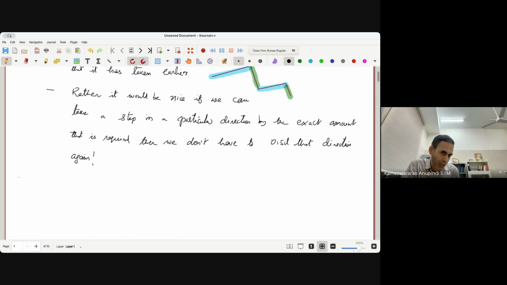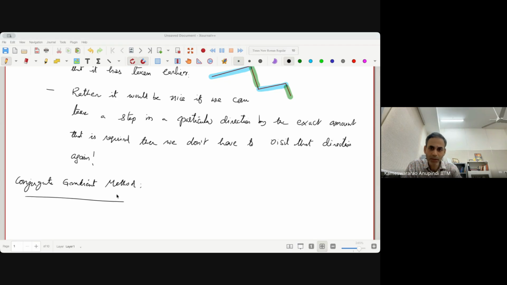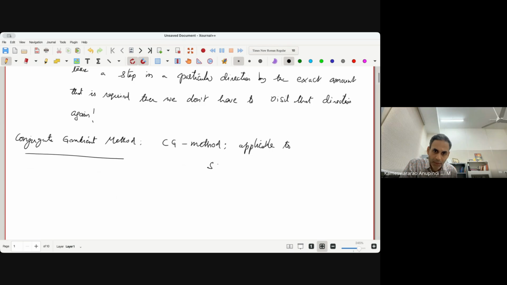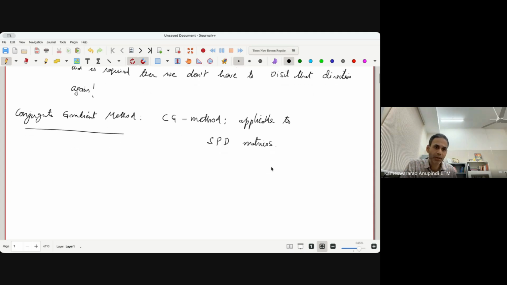that is known as the conjugate gradient method. Okay, so conjugate gradient method is what we now look at. This is known as the CG method. Okay, this is also applicable to symmetric positive definite matrices. Okay, so the conjugate gradient method also belongs to the gradient type of methods.